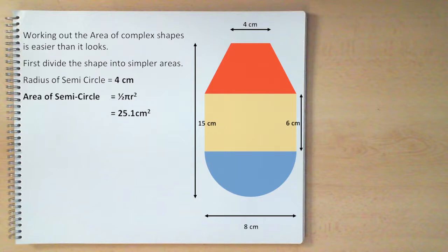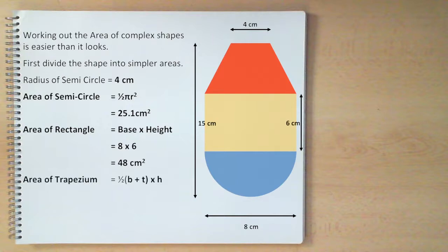Okay, let's move on to the area of the rectangle. The area of a rectangle is probably the simplest one. It's the base times the height. The base of the rectangle is 8 centimetres, the height is 6 centimetres, so the area of that rectangle is 48 centimetres squared. Finally, we move on to the trapezium.